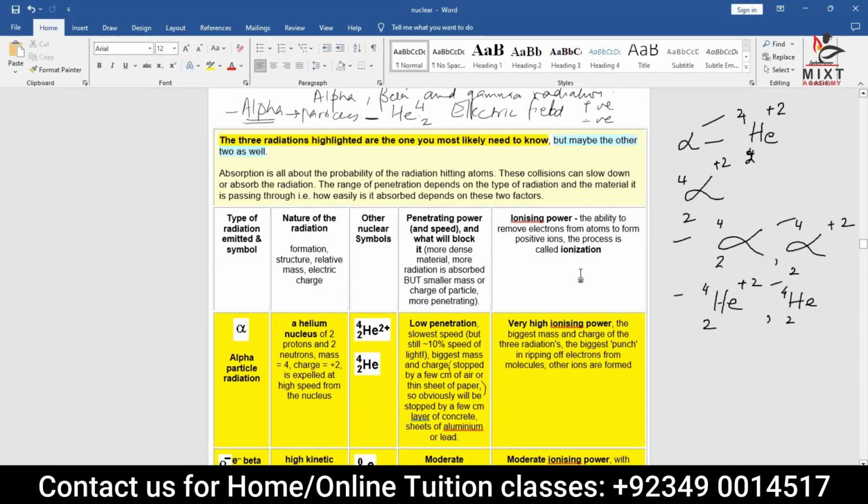As compared to beta and gamma radiation. Being the biggest in mass and charge, they can be stopped by a few centimeters of air or a thin sheet of paper.